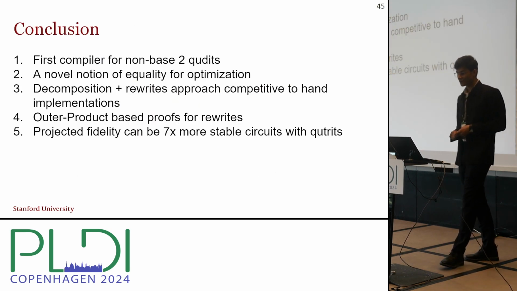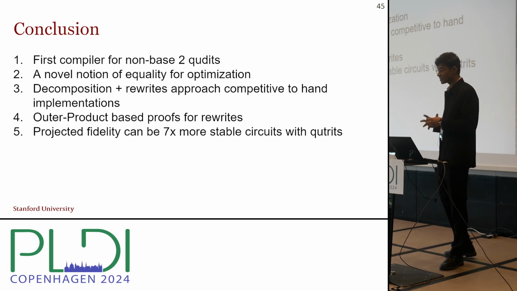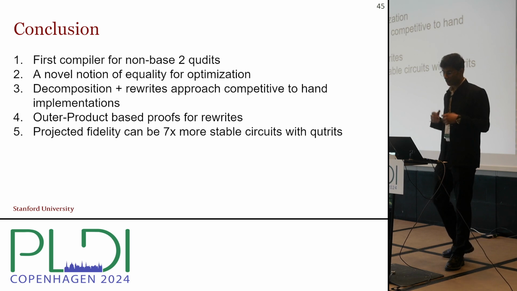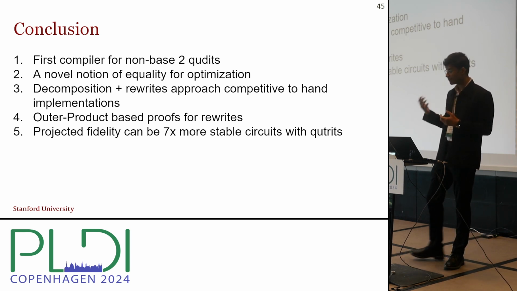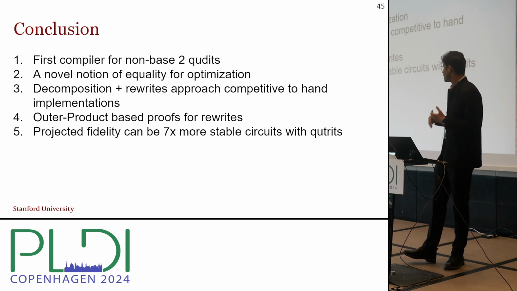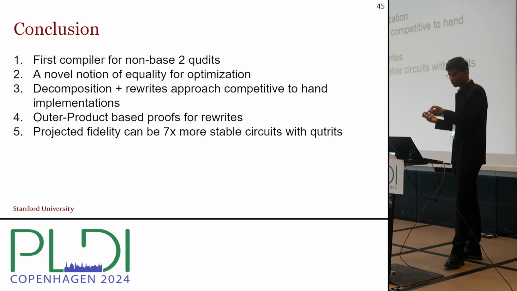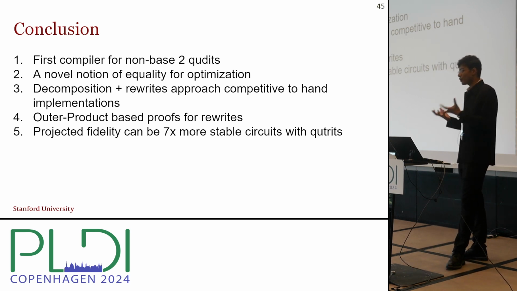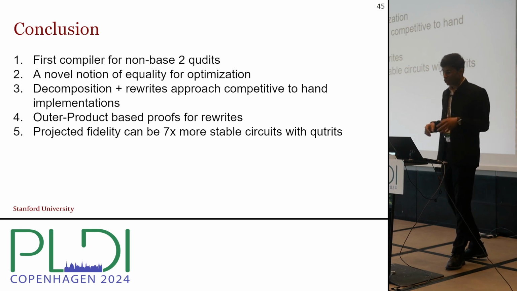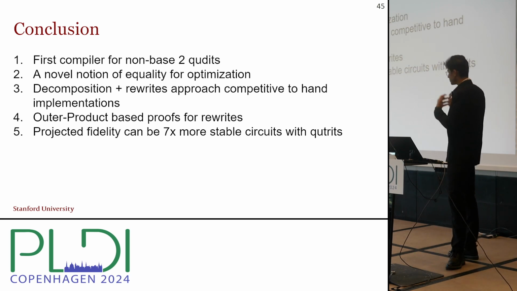Overall, our system is the first compiler that can directly target non-base-2 systems. It is able to perform rewrites by exploiting a novel notion of equality while being competitive to hand implementations. We use an outer product notation to prove these transformations for correctness. And furthermore, while current hardware doesn't really show improved fidelity, projected results for qutrits can be much better.